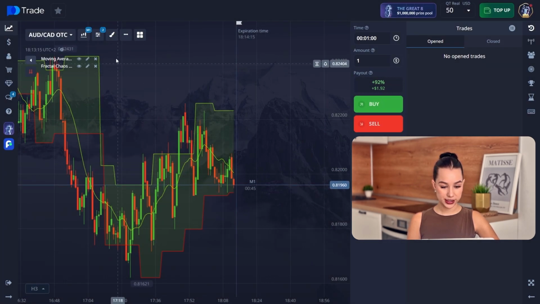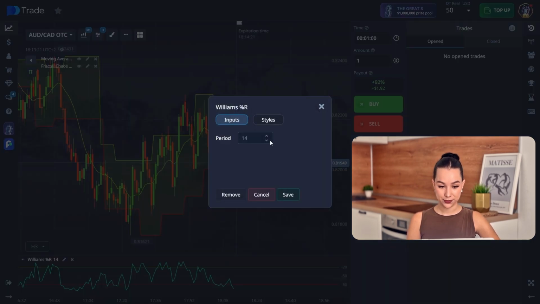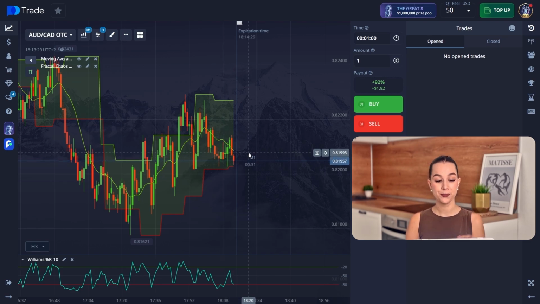And after this, we will also need the Williams indicator and we will change the period here to 10. So we were using the moving average a lot before, but we didn't use Williams and Fractal Bands that much, so now I will tell you more about them.